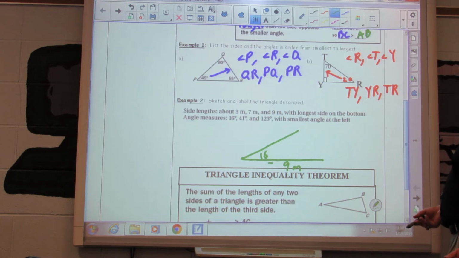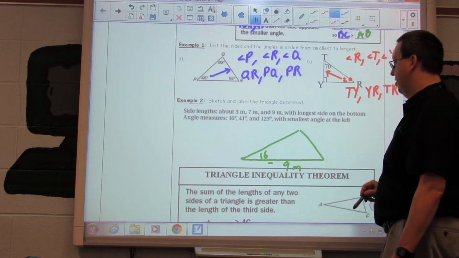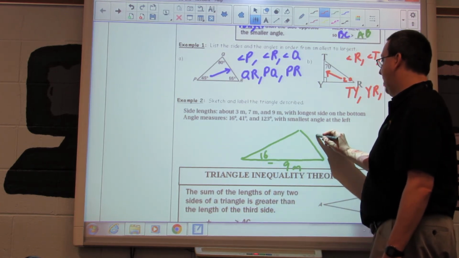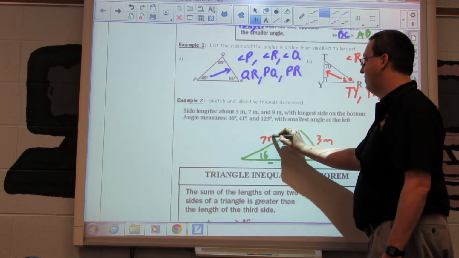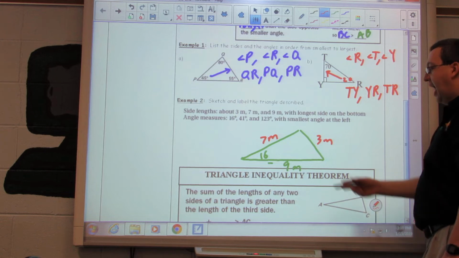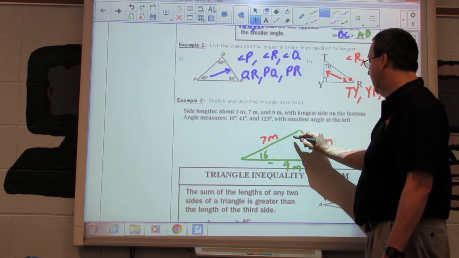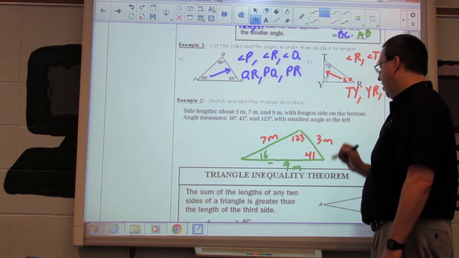So then I'm filling in my other things. Okay? I know I have a side that comes down here. That's opposite the smallest angle of 16, so that has to be my 3 meters, meaning the other side has to be my 7 meters. Opposite the 9 meters has to be the biggest angle, which is 123, so this is 123, and then that leaves 41 for this angle.